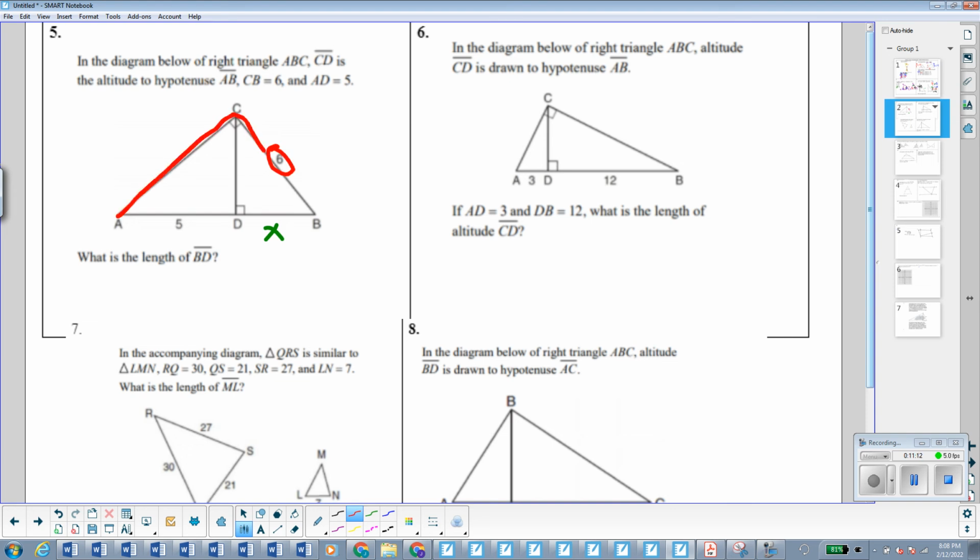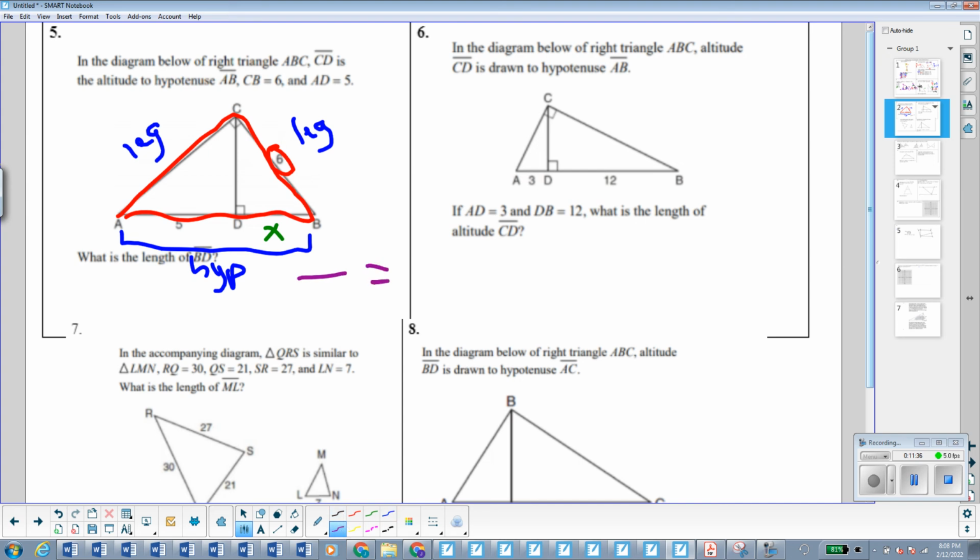Just to refresh your memory, if I outline the big right triangle, you can see that across from the 90-degree angle is AB. That's the hypotenuse. So that means AC is one of its legs, and BC or CB is the other leg. So we do have a leg measurement. So we are going to be using the leg rule.